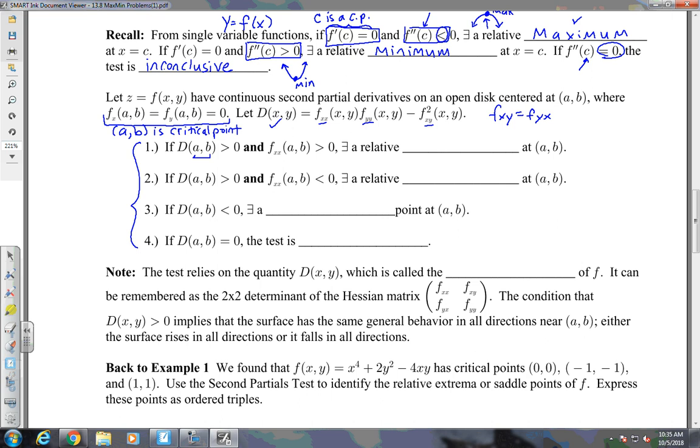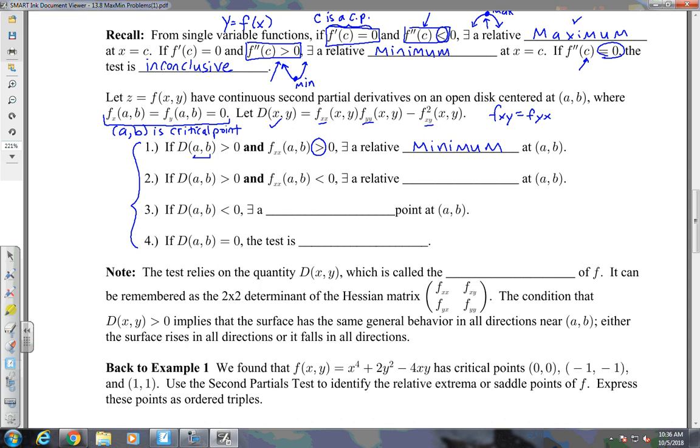Maximum or minimum? Look, positive second derivative. What did a positive second derivative tell me up here? Positive second derivative went with minimum. Positive second derivative here also goes with minimum. Try and relate it back to what you know.